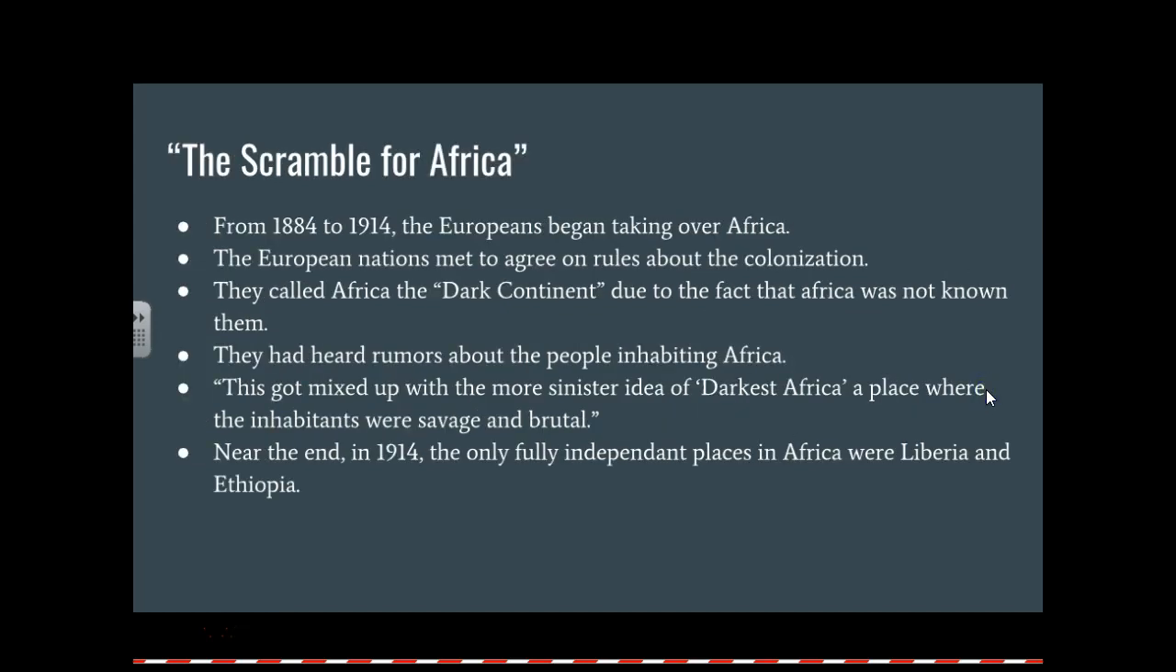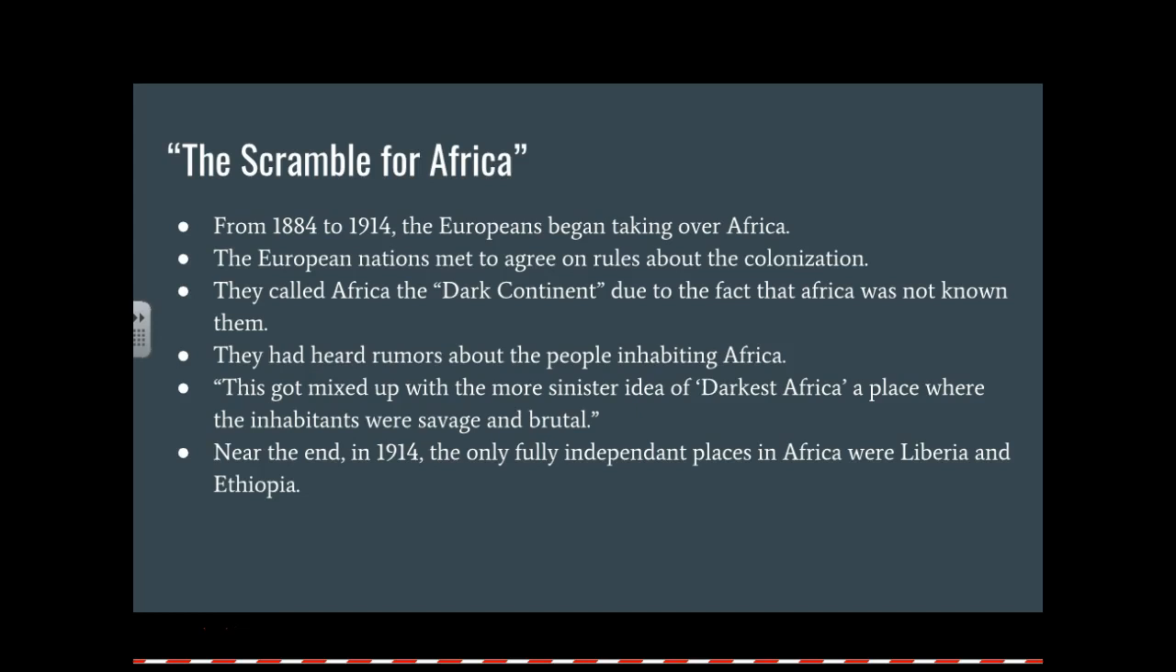And then from 1884 to 1914, the Europeans began taking over Africa. Before they went, the European nations met to agree on rules about the colonization, and they decided on things that they could do in places they could take over. And then they ended up calling Africa the Dark Continent because Africa was not a place that was known to them. And they had heard rumors about the people inhabiting Africa.